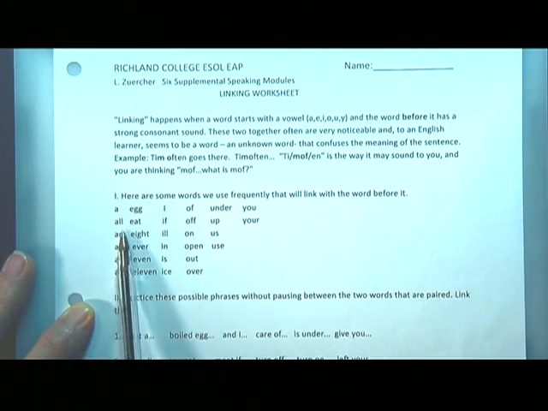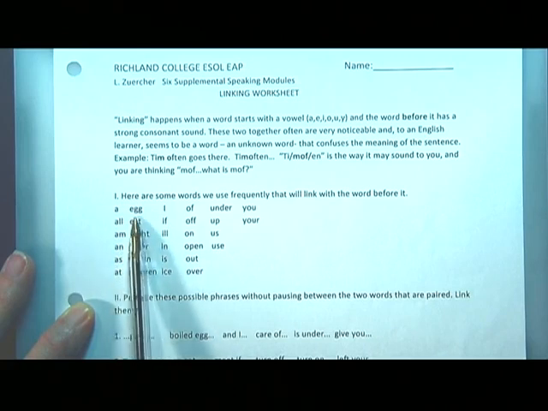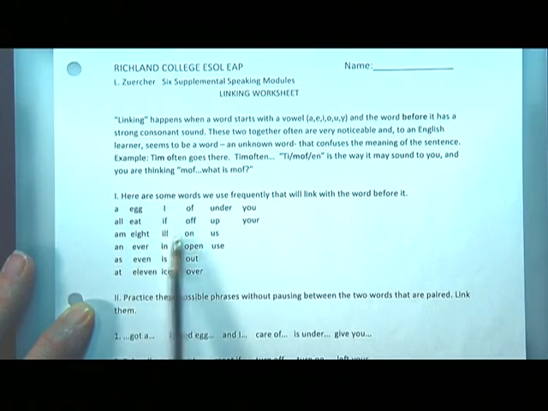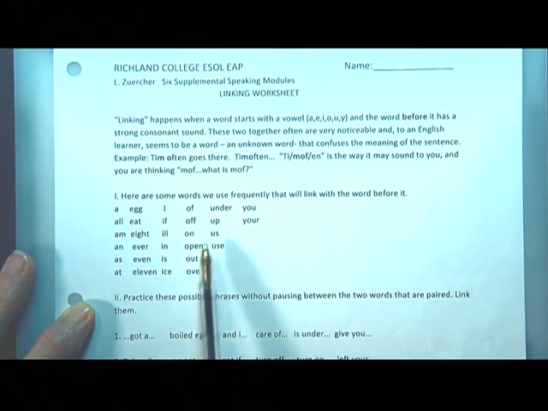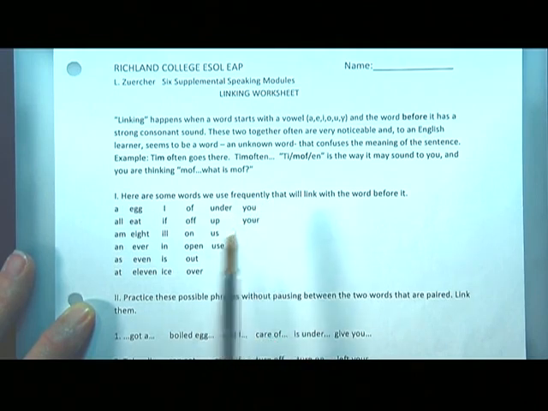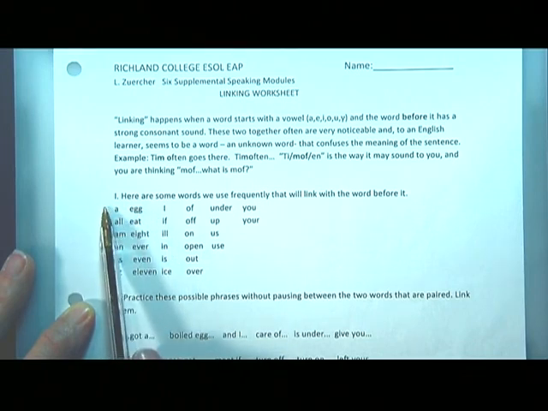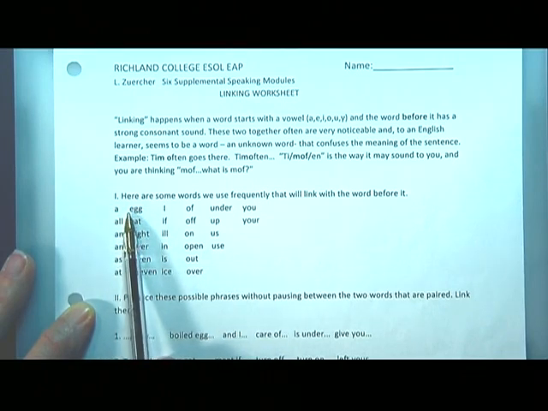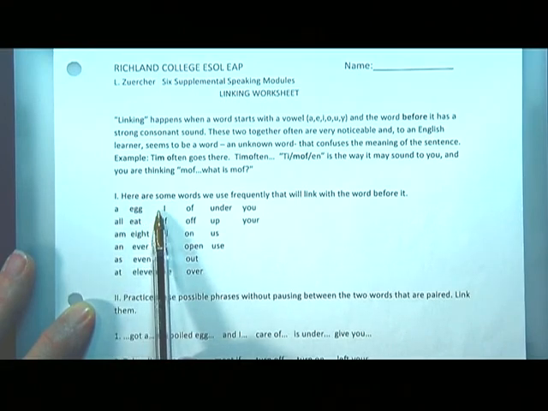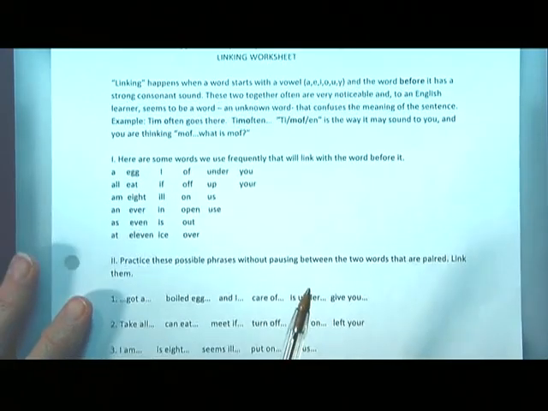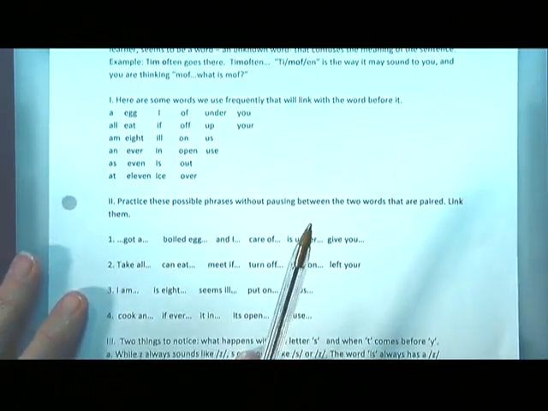Here are some words we use frequently that will link with a word before it. A sounds, a, all, m, n, as, at. Egg, eat, I, ate, ever, even, 11. I, if, ill, of, which is really a U and V sound, not an O and F. Off, on, open, under, up, us, you and your. These are a special case that I'll explain at the end. For all of these, you could slide an M or an R or an S or a Z over on it, depending on what the word before is. And it could sound like zig or zi, something like that. So you need to be able to do this and to understand when others say it.